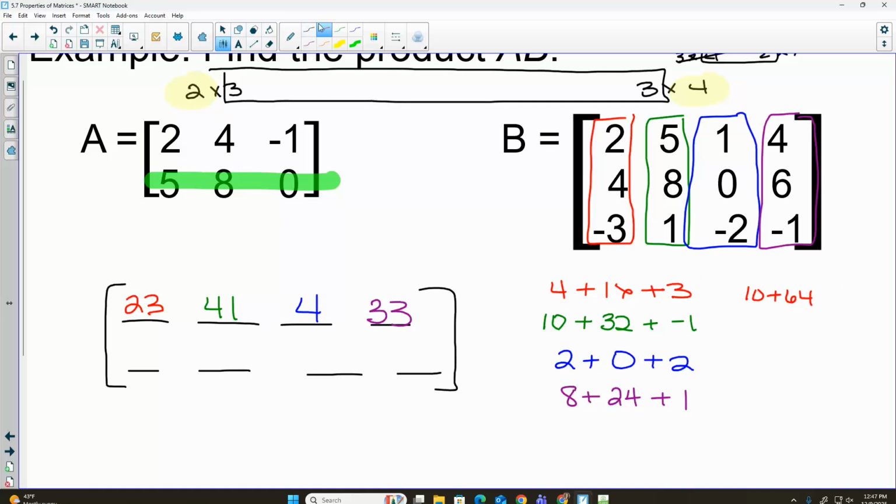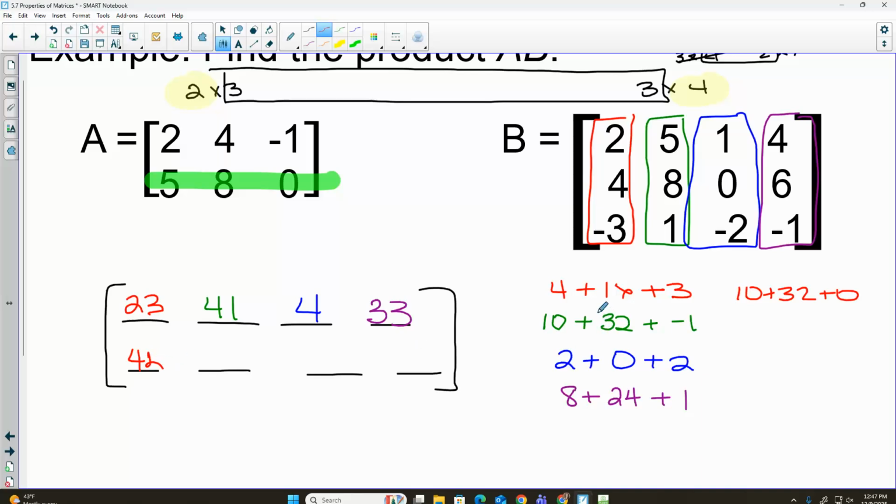Oh, sorry. I looked at the wrong row, didn't I? Let's try that again. Okay, so I'm on the first row, or first column. 5 times 2 is 10. 8 times 4 is 32. 0 times -3 is 0. So we get 42.